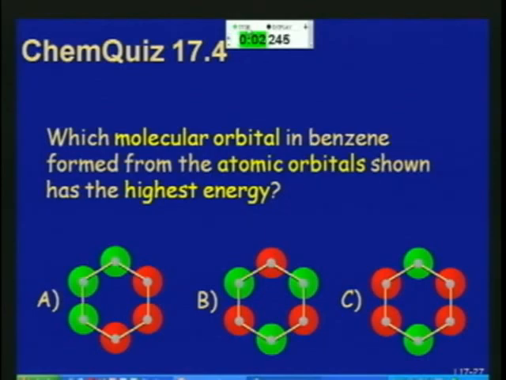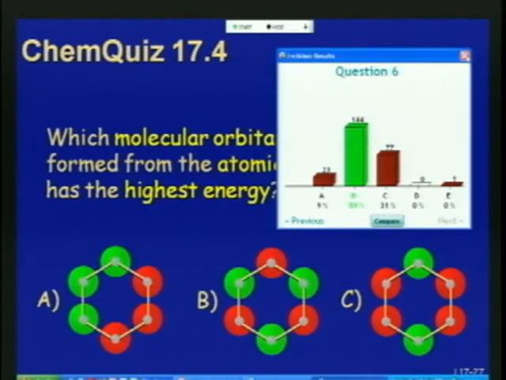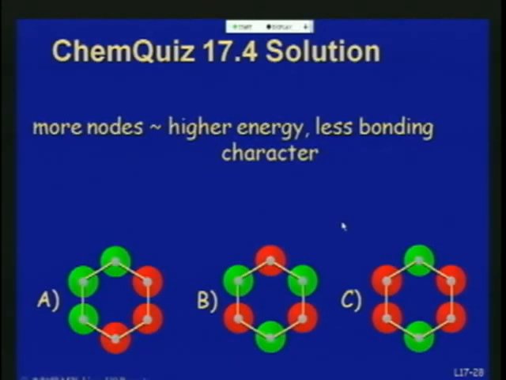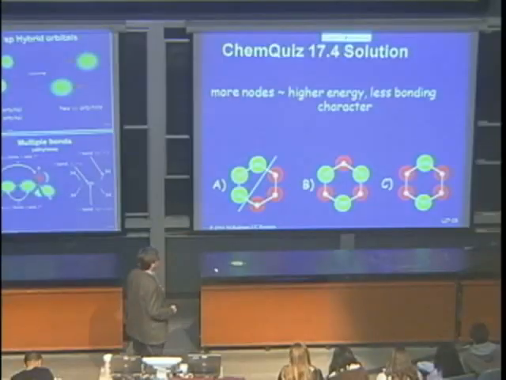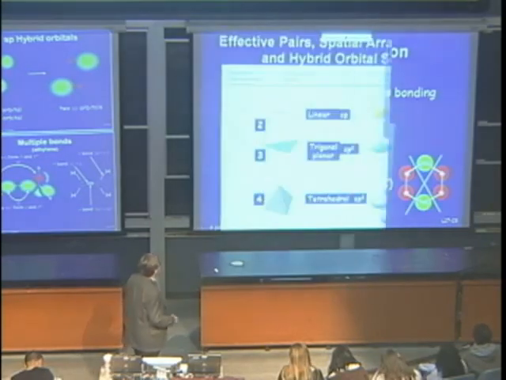Okay, don't forget to click in. Alrighty, let's display it. If it lets me display it. Of course the one with the largest number of nodes. And the more nodes, the higher the energy, the less bonding character, all right? So this is 2 here, and this is 3, as I've demonstrated to you.